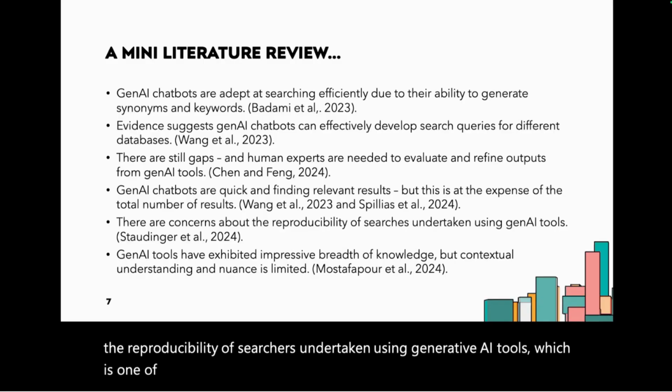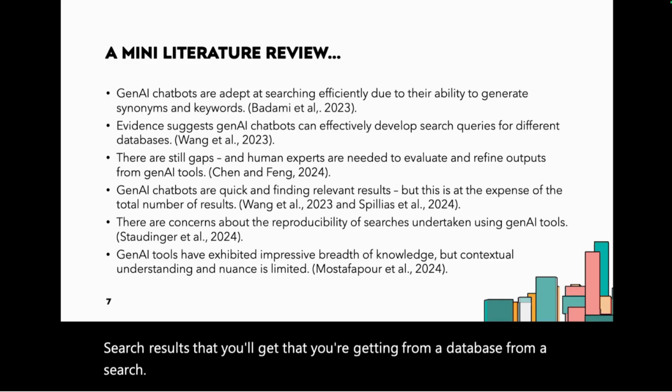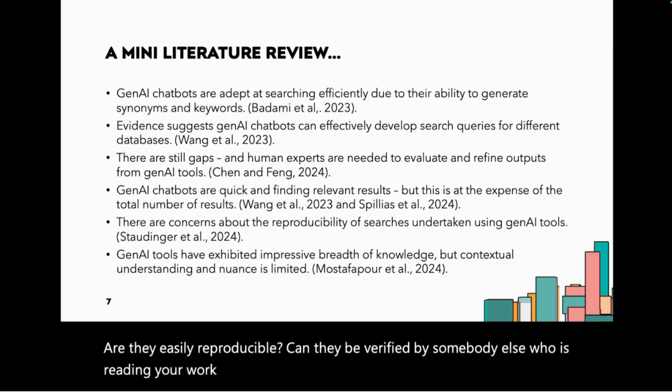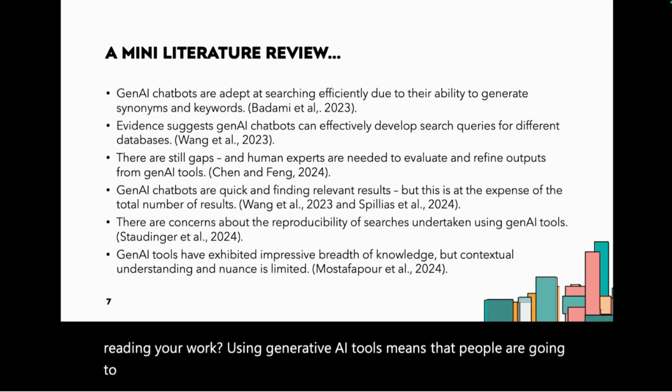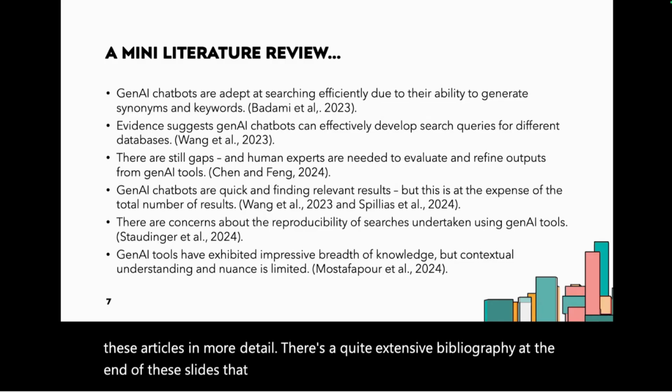One of the key aspects of doing a systematic literature review is: are the search results that you're getting from a database, from a search, easily reproducible? Can they be verified by somebody else who is reading your work? Using generative AI tools means that people are probably going to get different responses every time. So again, you can read these articles in more detail. There's quite an extensive bibliography at the end of these slides that I will share with you.